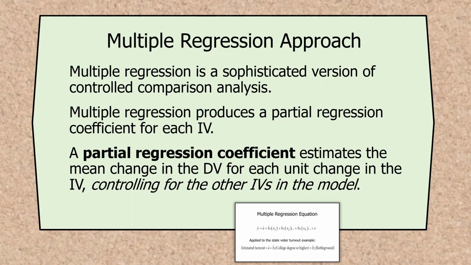Multiple regression produces a partial regression coefficient for each variable. Now, what's a partial regression coefficient? A partial regression coefficient estimates the mean change in the dependent variable for each unit change in the independent variable, controlling for the other independent variables in the model.